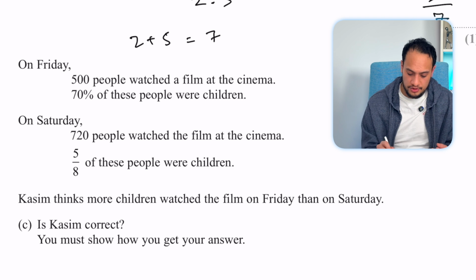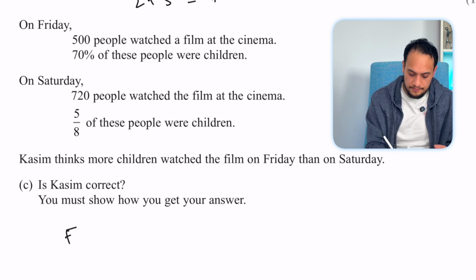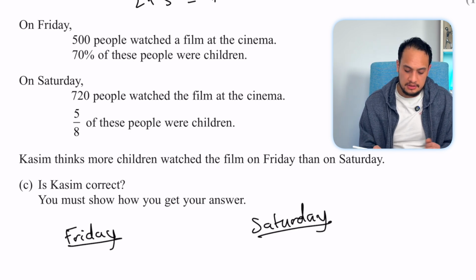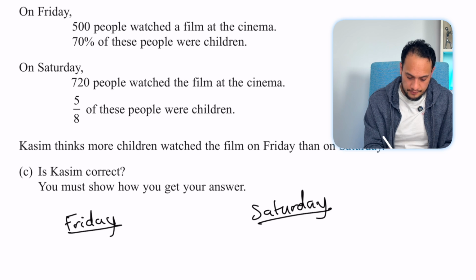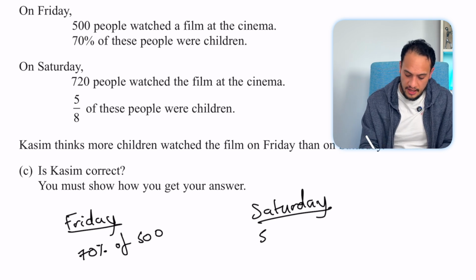So remember, we're trying to evaluate this at the very end. So we've got 500 people watching the film at the cinema on the Friday. So I'm going to write out Friday so I don't get confused. So here's Friday and here's Saturday. So on Friday, it says 500 people watched a film at the cinema. 70% of these people were children. So 70%, we're trying to work out 70% of 500 here. And then on Saturday, we're trying to work out 5/8 of 720.